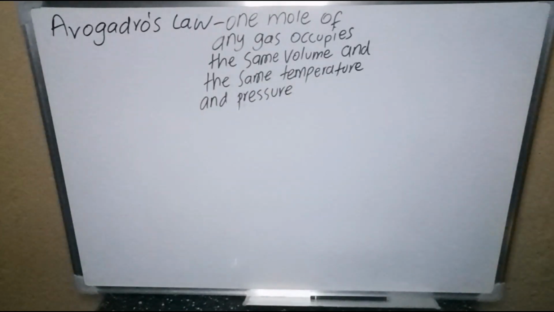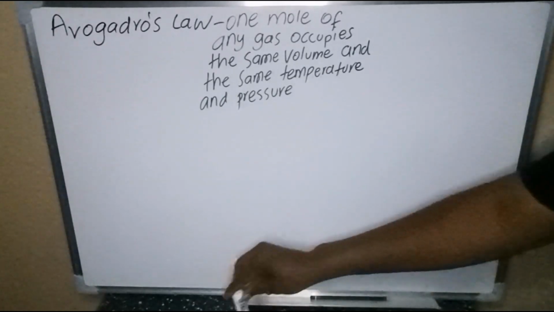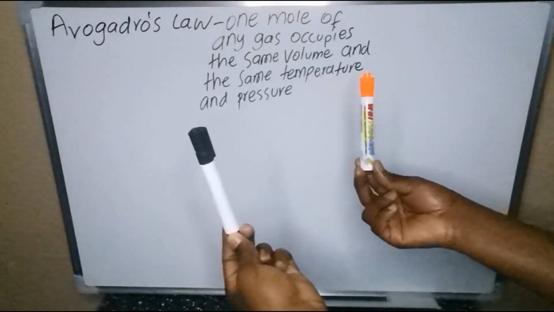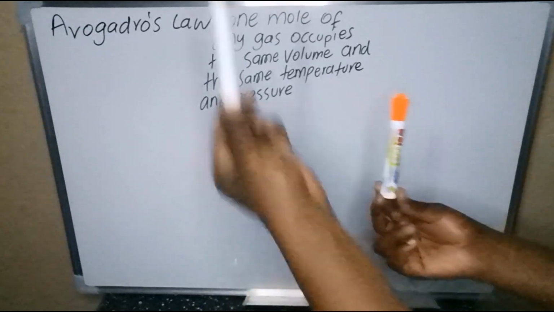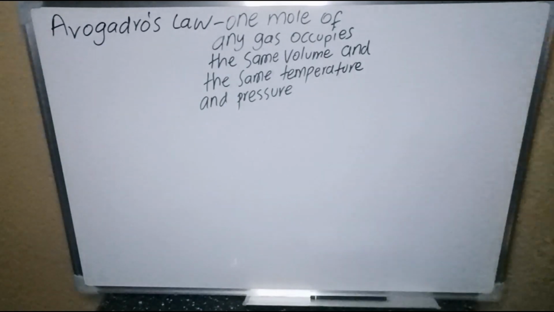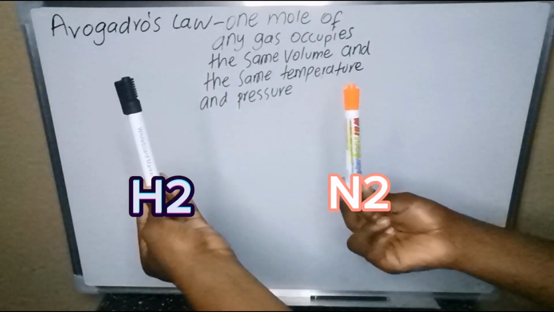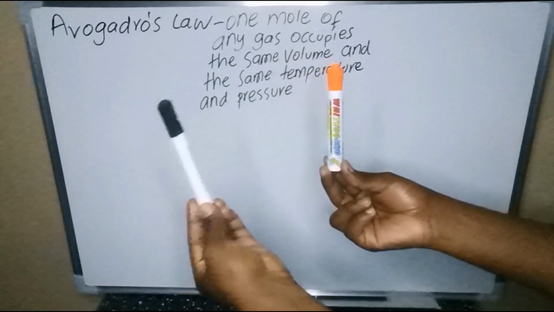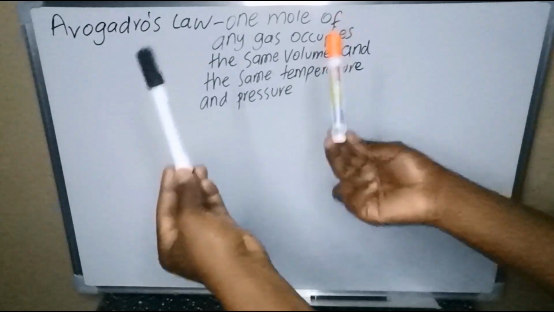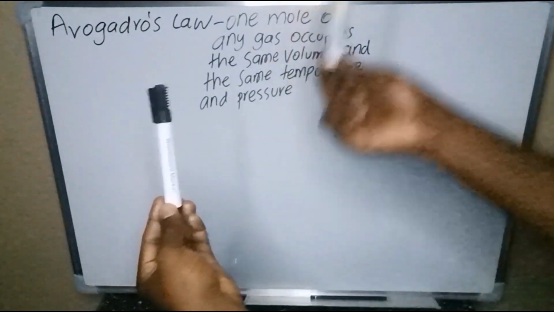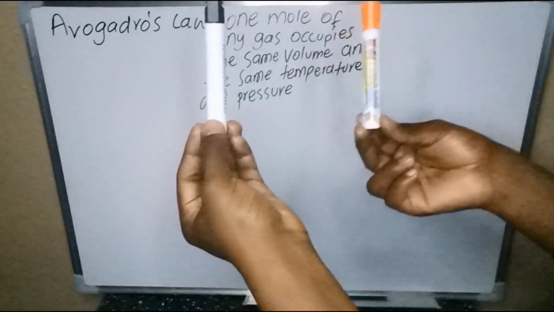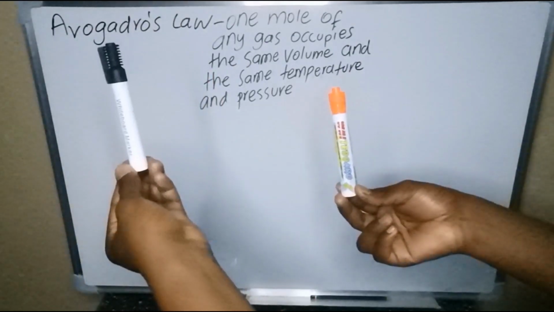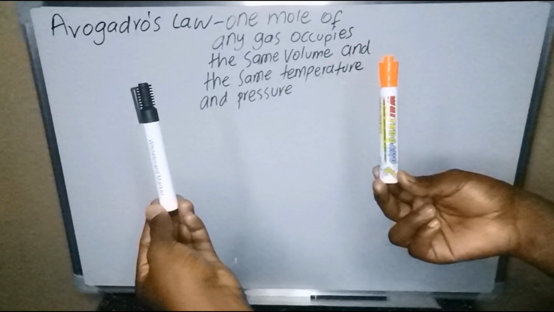If we break this law into small pieces, it says that if we have two gases, and these two gases have moles, for example hydrogen gas and nitrogen gas, each gas has 1 mole. You have 2 cylinders. You fill the first cylinder with the first gas, which is hydrogen, and the second with nitrogen. Each gas has its own mole, and they are the same, 1 mole.